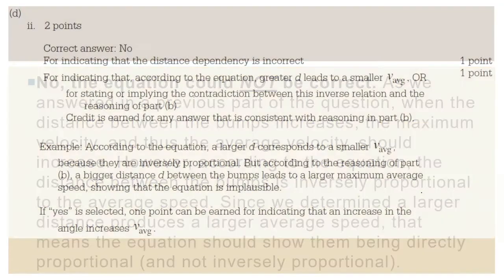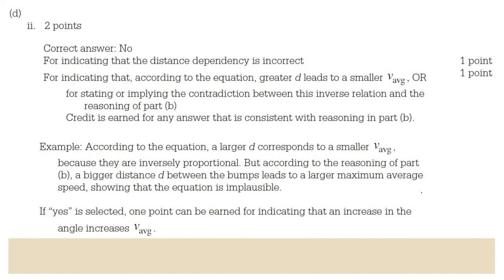All right, moving on to the scoring guide here, we've got 2 points. 1 point for indicating that the distance dependency is not correct, and 1 point for indicating that in the equation, a greater D leads to a smaller average V, or for stating or implying the contradiction between this inverse relation and the reasoning in part B. So basically, they just wanted you to say it's inversely proportional and then say what that means. That's the idea. And so their example says, according to the equation, a larger distance leads to a smaller average speed because they're inversely proportional.